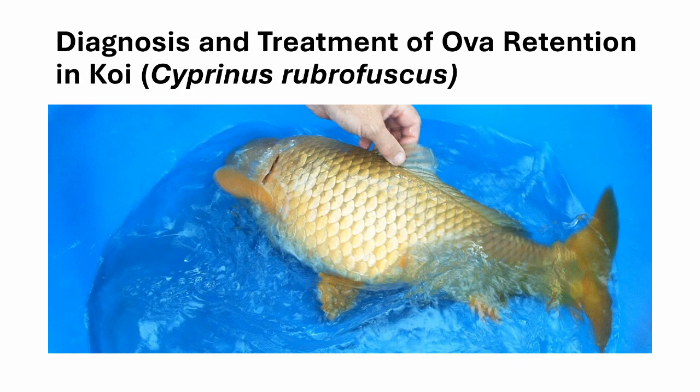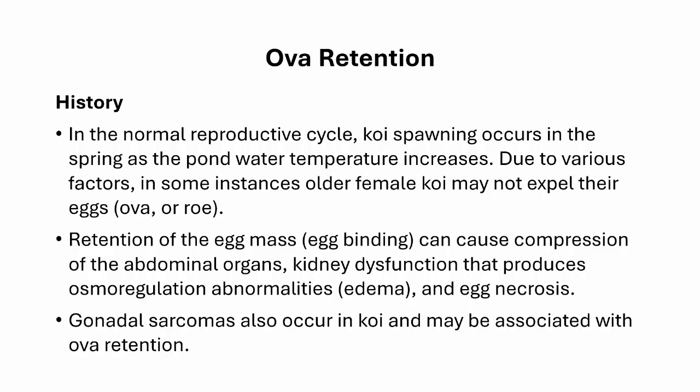Our next case involves ova retention in koi. So this is sometimes seen in older female koi. They get this big fat belly and they don't release their eggs. So it can be called egg binding. And in the normal reproductive cycle of koi, the water temperature will be cold in the winter, it'll warm up in the spring, and as that water warms, it stimulates the fish to reproduce.